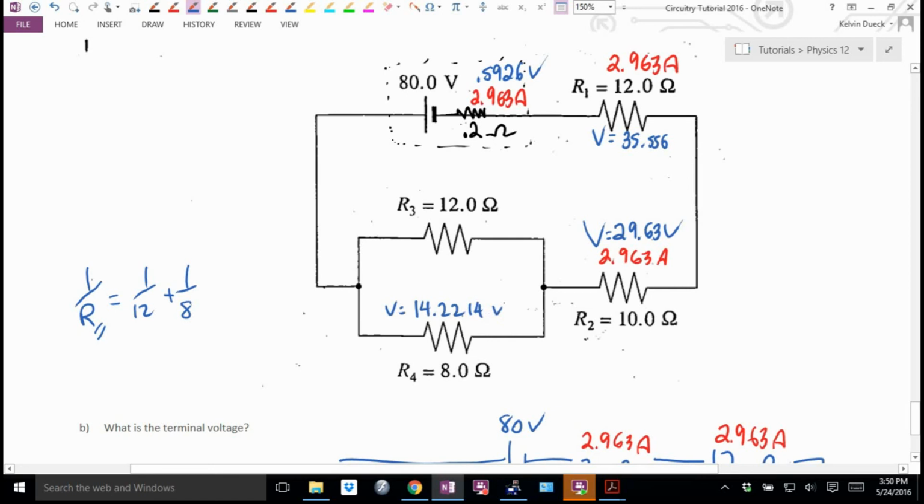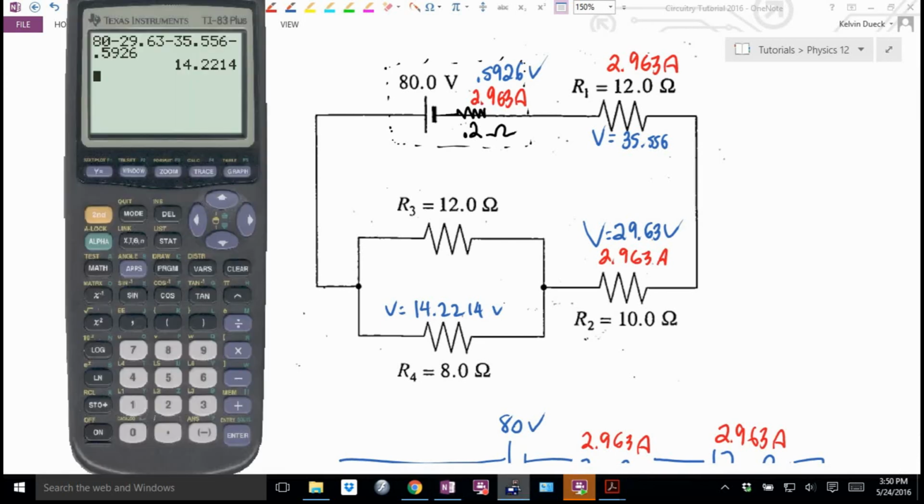Could you find the current? Yeah. Now, here again, if you happen to know that power equals V squared over R, you could go this number squared divided by 8. That's how many watts of power is going through this puppy. But if you wanted to, you have 14.2214 V divided by R, there's the current, 1.777 amps. And then you could go V times I, and you also get 25.2.